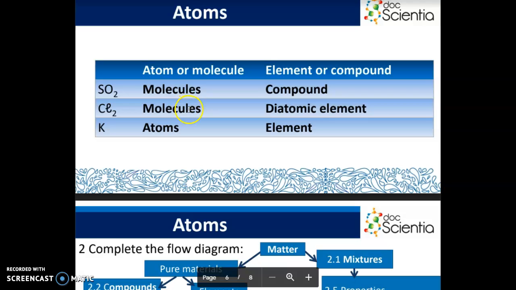SO2, sulfite ion. Is this an atom or a molecule? It's molecules. And is it an element or a compound? It's a compound because it's made up of two different elements. Chlorine. Is this an atom or a molecule? It's molecules. Is it an element or a compound? It's a diatomic element because there's two of the same element.